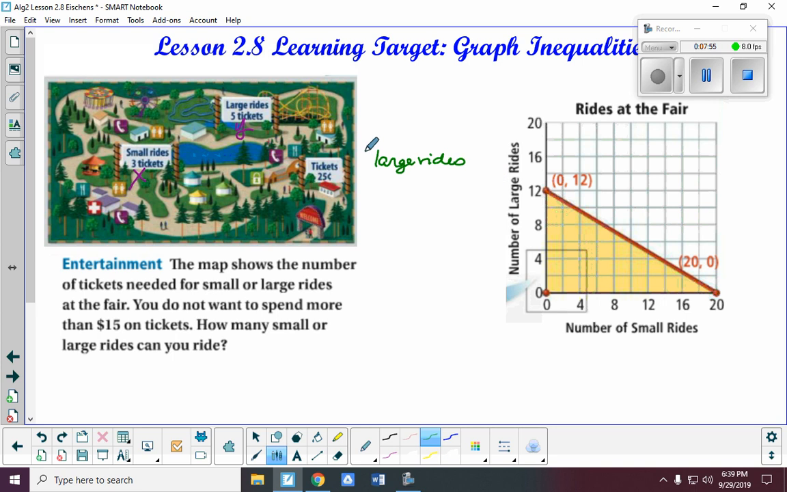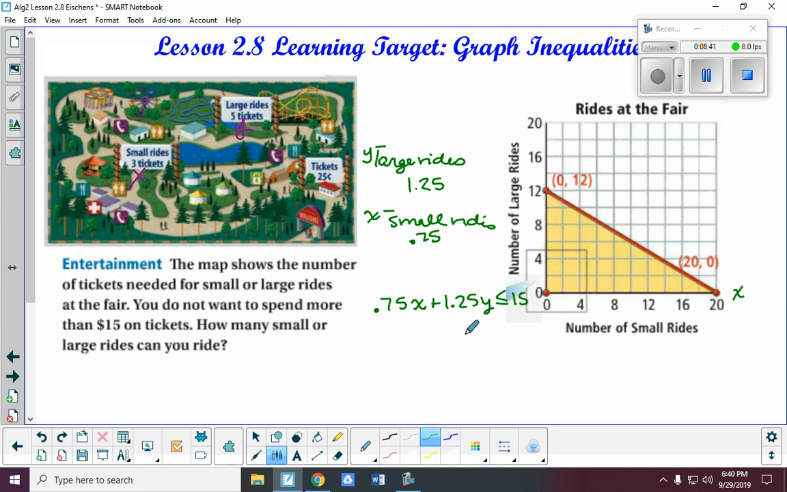we'll call those y. And how much do those cost? 5 times 25 cents each. Those are $1.25 each. And the x-axis has the small rides. And so the small rides, those are 3 tickets each, so they're 75 cents each. So we can make an equation. It would be 75 cents times the number of small rides we go on, plus $1.25 times the number of large rides. That amount has to be, let's see, you do not want to spend more than 15. It has to be less than or equal to 15. So that would be our equation.